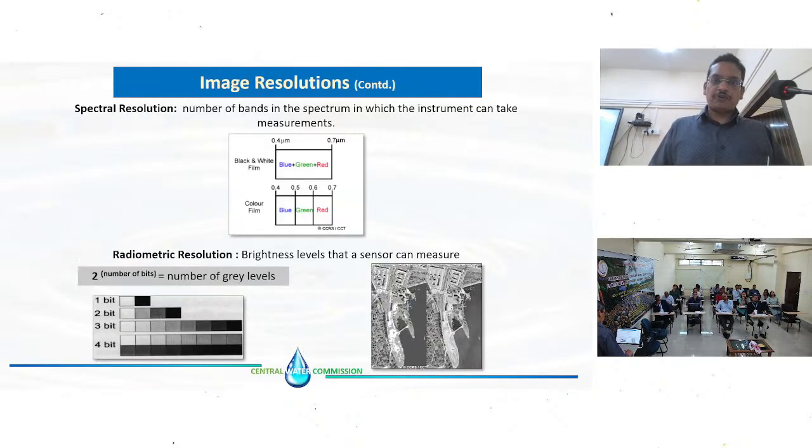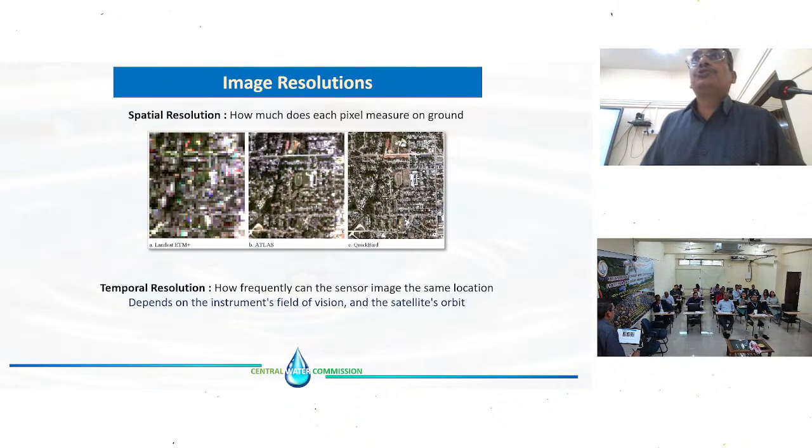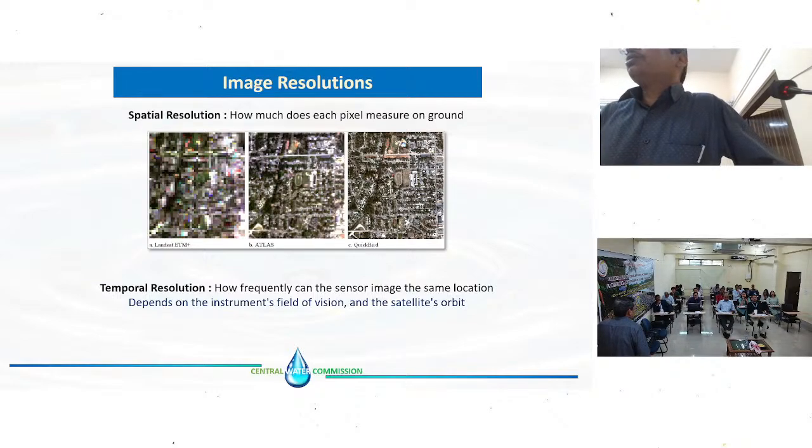Finally, one thing before ending this, there are four types of resolution. I talked about spectral resolution. If you are observing on a lot of bands, then the spectral resolution is high. It will be useful for distinguishing different features.